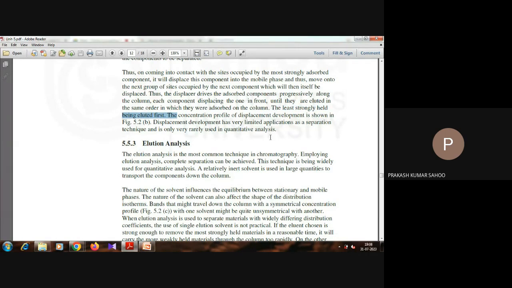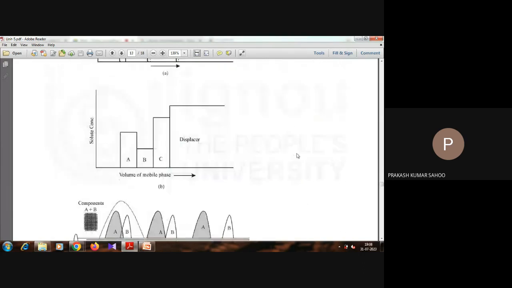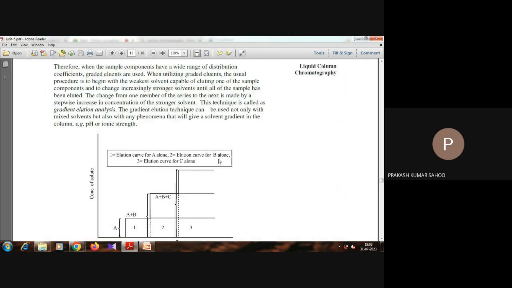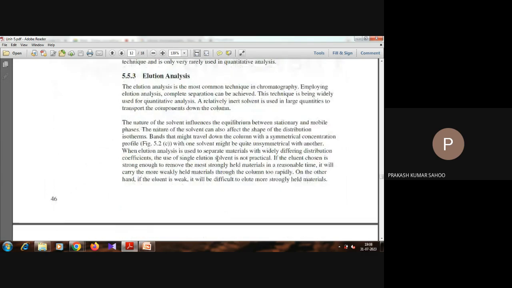The concentration profile diagram is in Figure 5.2. This is the development stage, the solute concentration versus volume of the mobile phase. So this is the displacer having the highest affinity, and this will displace A, which has the lowest polarity, followed by B and C. And the last, elution analysis.